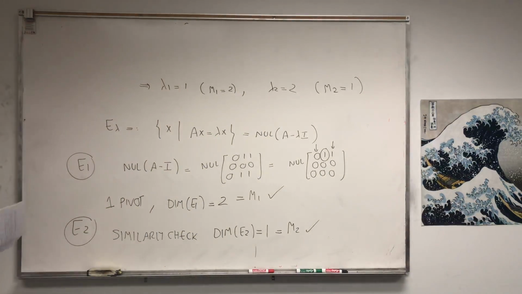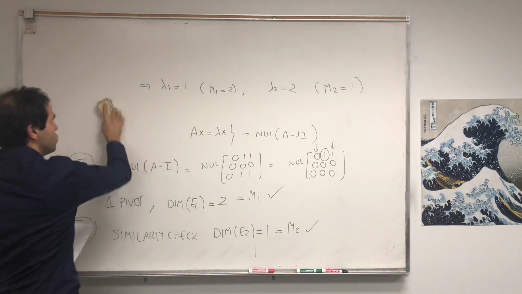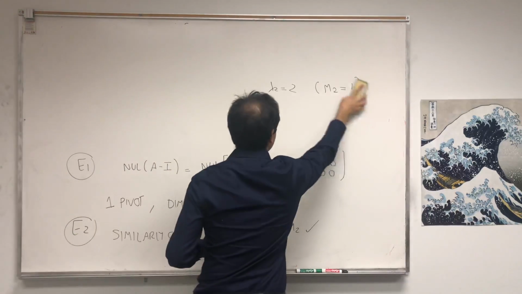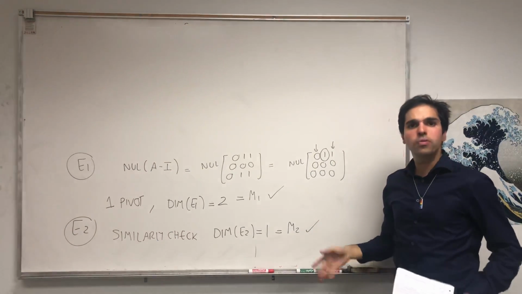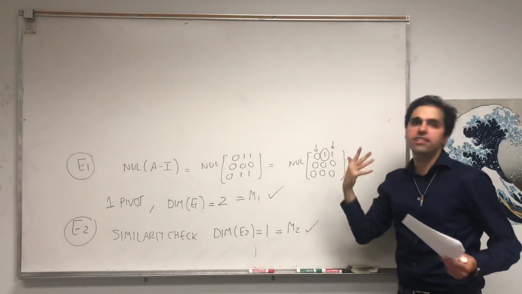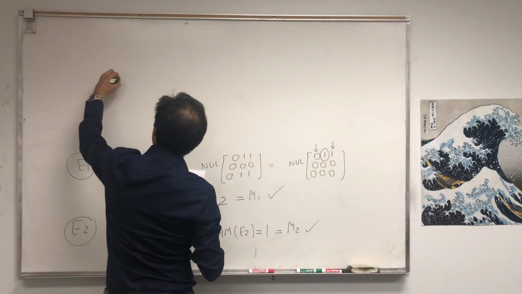Okay, and before I prove this, let me explain heuristically why this works. Suppose you find a basis. I mean, what does it mean for something to be diagonalizable? It means you have to find a basis of eigenvectors. So why does this work?